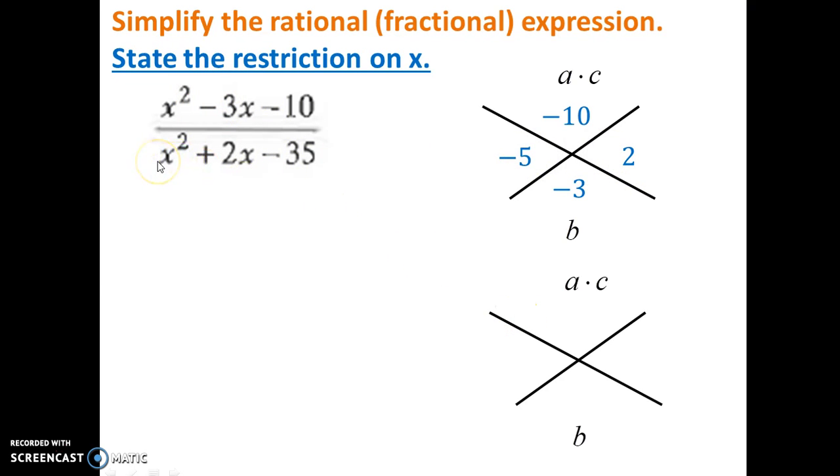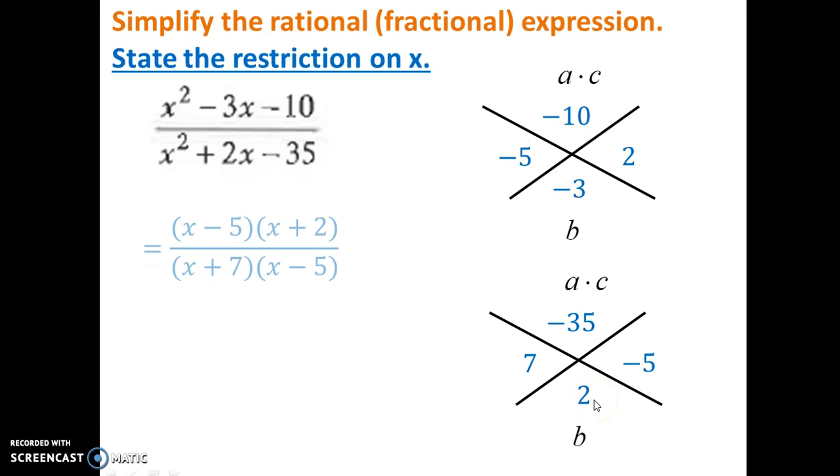In the bottom, a is 1 and c is negative 35. So negative 35, a times c. Our b value is 2, so 2 goes here. Now two numbers to multiply to make this, but add to this. Those numbers are 7 and negative 5. Those multiply to make negative 35. Those add to make 2. So now our factored form is this.